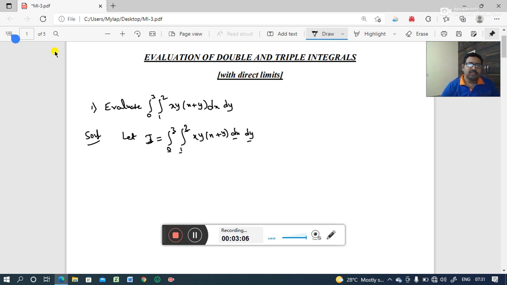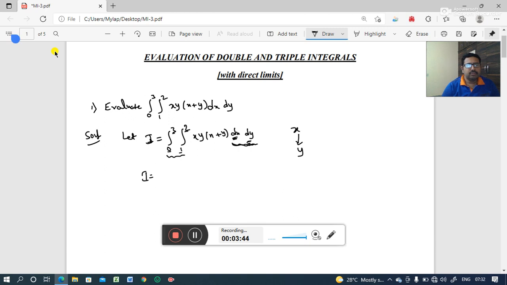Then the question arises whether you are going to integrate first with respect to x or with respect to y. We decide the order of integration on the basis of the given function and variables. Here the given limits are constant limits, 0 to 3 and 1 to 2. Therefore, you need to decide the order of integration on the basis of these variables. First they have given dx, then dy. It means that first we are going to integrate with respect to x, then with respect to y. This is the order. So let us integrate.